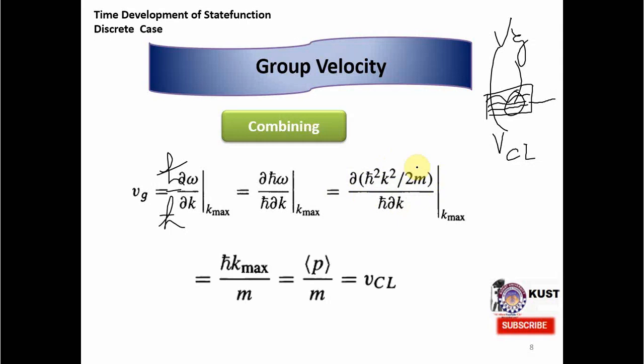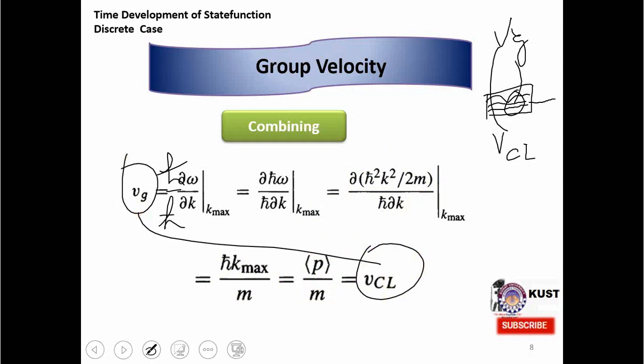The reason is that this is actually the momentum or energy eigenvalue, and then we can write it as ħk maximum by m, or p by m, because this is momentum, and p by m is equal to the classical velocity. So you see that the group velocity and the classical velocity are both equal.